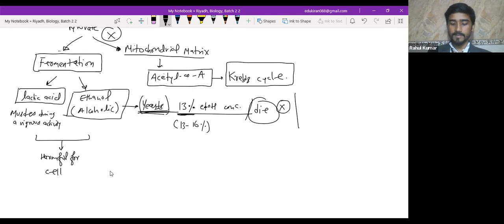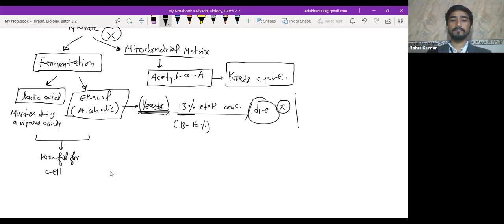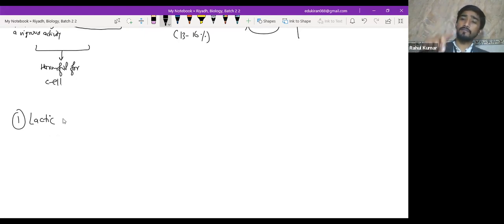Yes, sir. Okay, so let's start with the first type of fermentation. Let's start with lactic acid fermentation first. Even if these things are not given in detail in the NCERT, they are important for entrances. There is a flow chart given in NCERT for fermentation, and that flow chart summarizes the fermentation totally. We'll come to that after going into the detail. So let's start with lactic acid fermentation, which happens in our muscles.